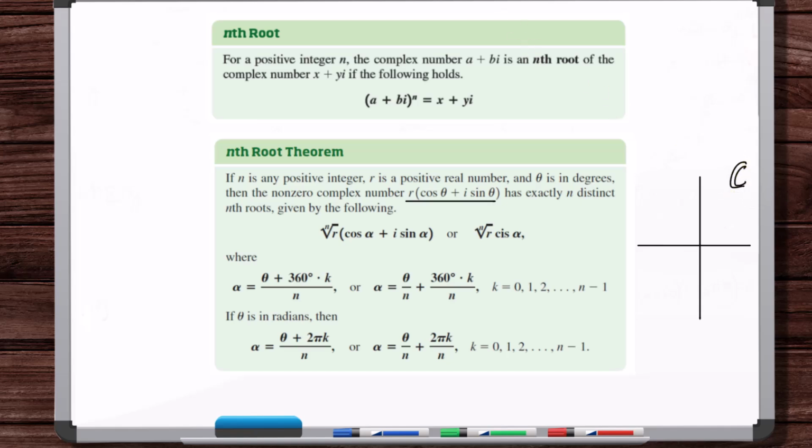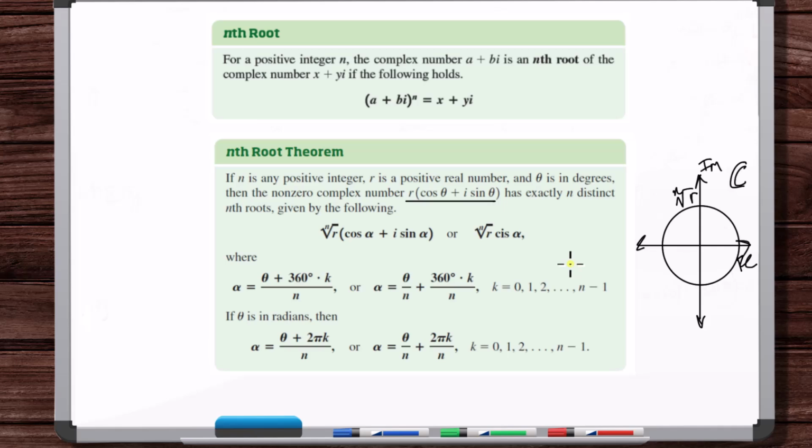Okay, and so if we plotted all of the roots in the complex plane, what that means is that they're all going to be on the same circle with radius equal to the nth root of the radius of the number you're trying to find the roots of. This nth root of r is going to be the radius. They're all going to be on a circle like this.